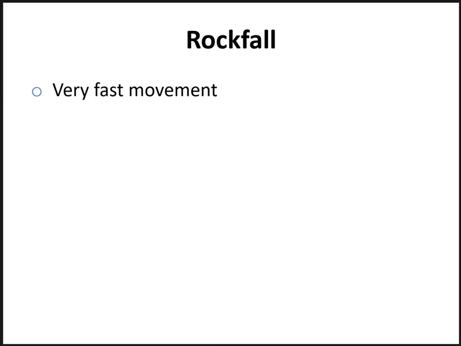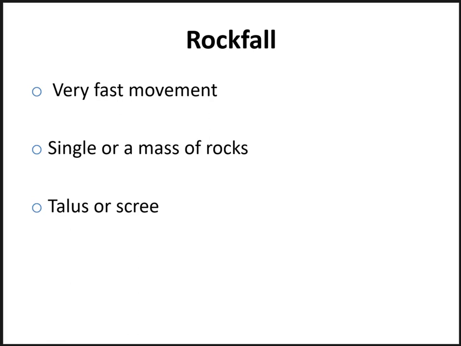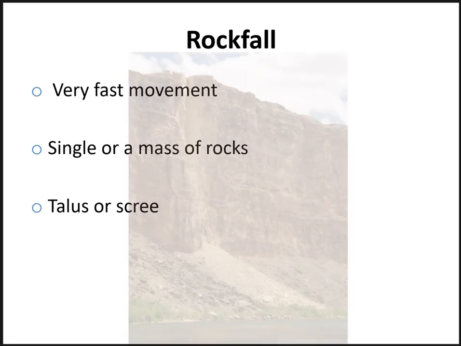Rockfalls occur when a piece of rock on a steep slope becomes dislodged and falls down the slope. It may contain just a single rock or a mass of rocks. Because this process involves the free fall of material, falls commonly occur when there is a steep cliff. At the base of most cliffs, there's an accumulation of this fallen material called talus, or also called scree, which is simply unassorted angular rocks.